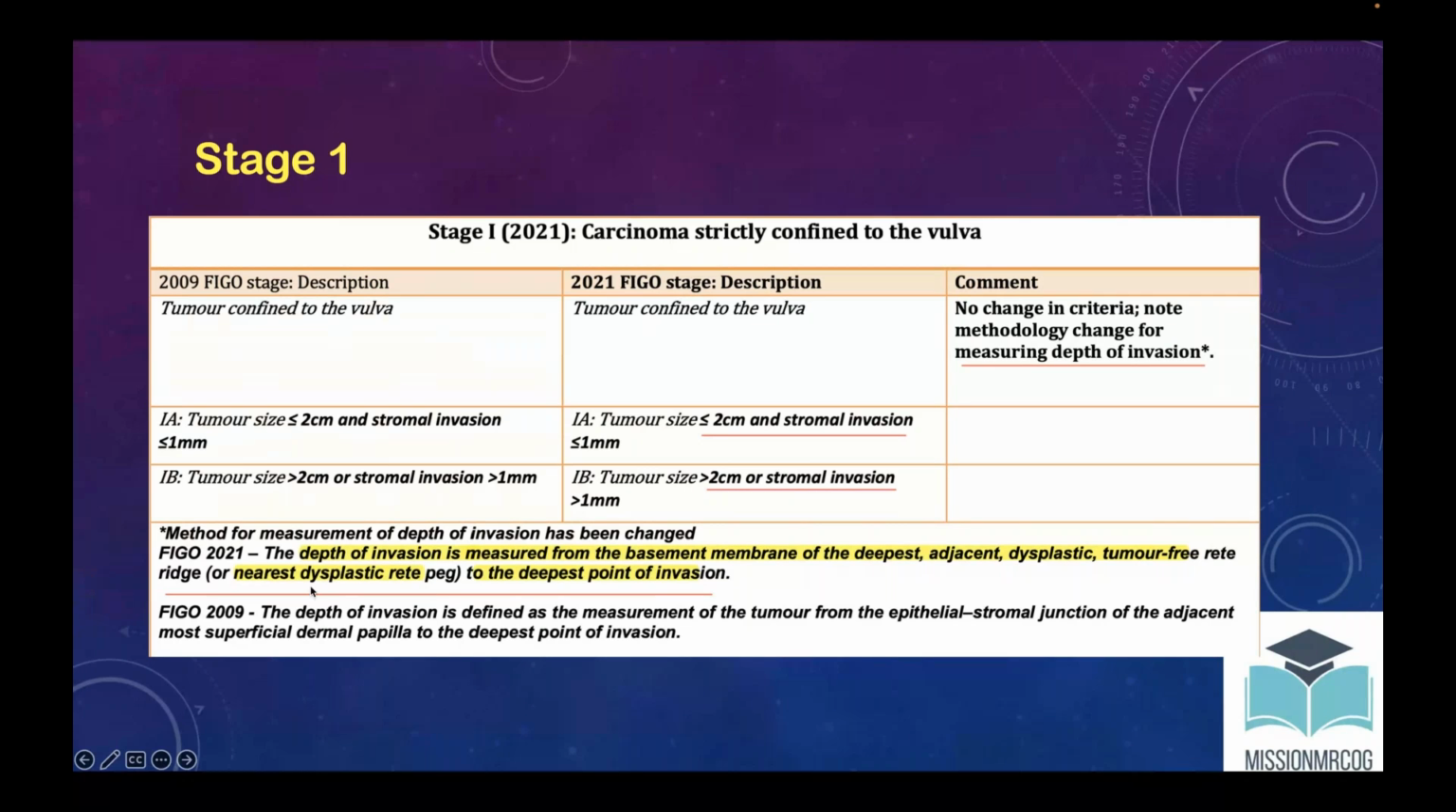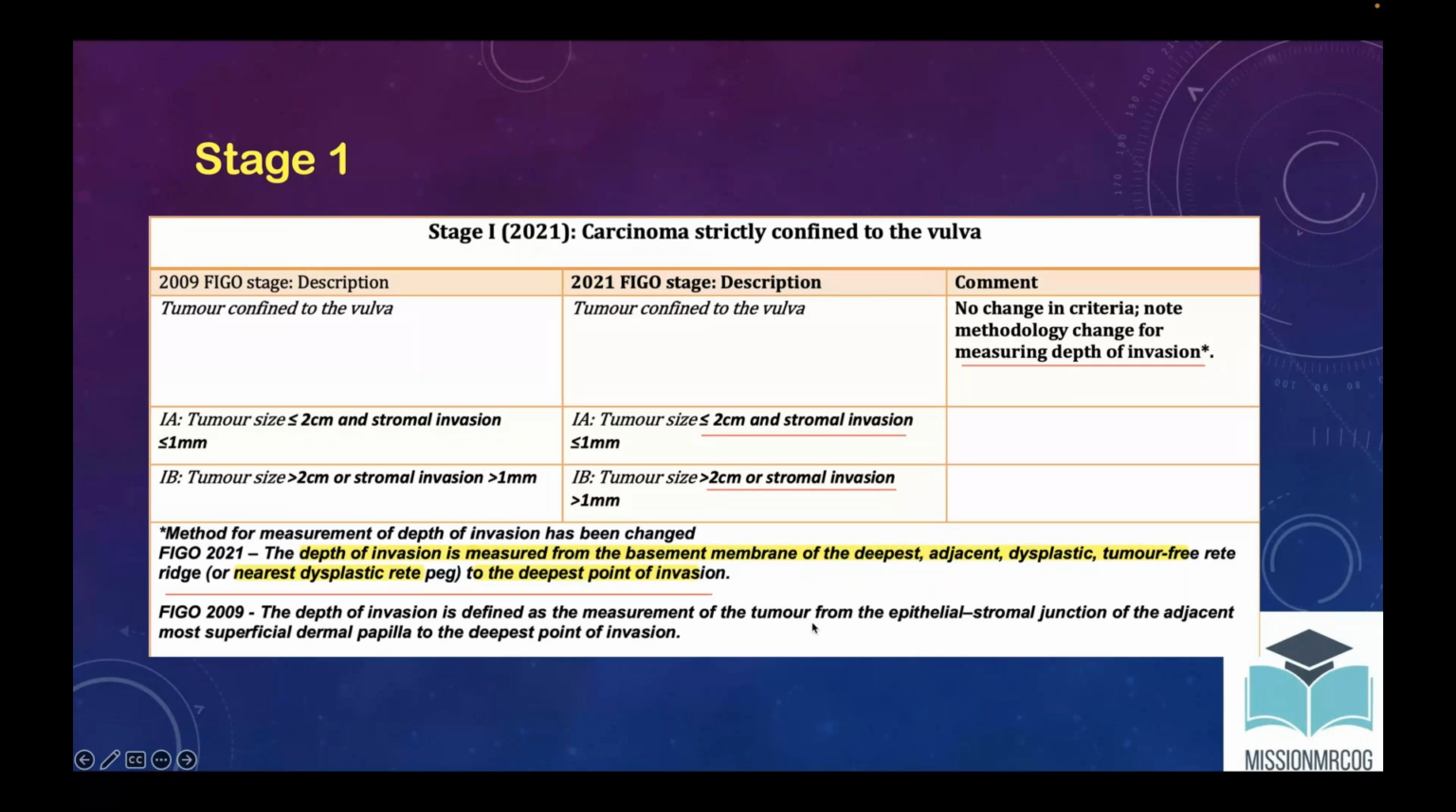So depth of invasion is measured from the basement membrane of the deepest dysplastic tumor-free rete ridge to the deepest point of invasion. Previously they were measuring from the epithelial stromal junction to the deepest point of invasion. Only the way they check for invasion has changed in stage one. Otherwise, stage one is the same.